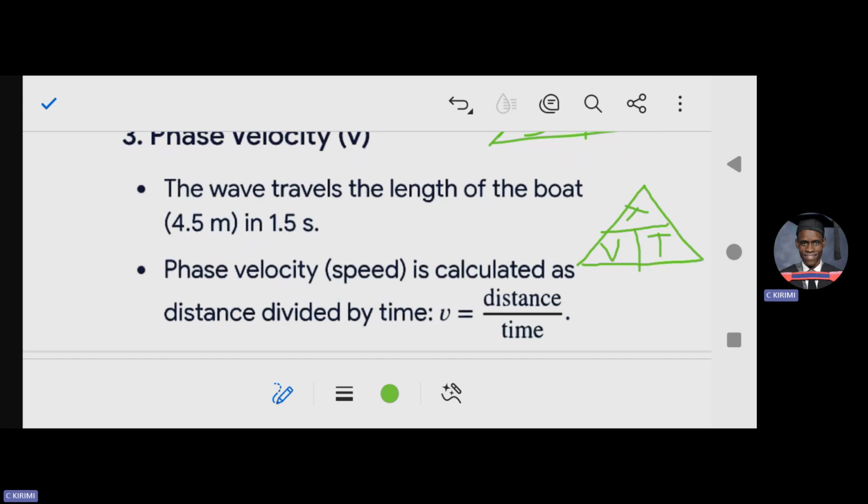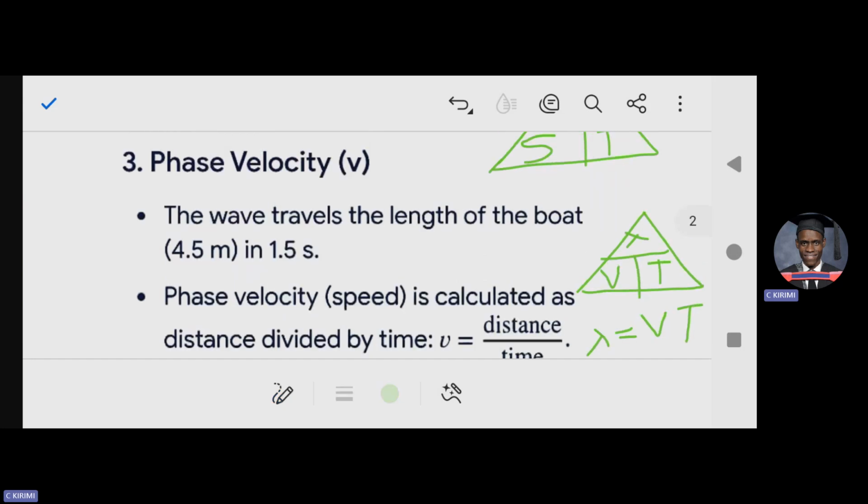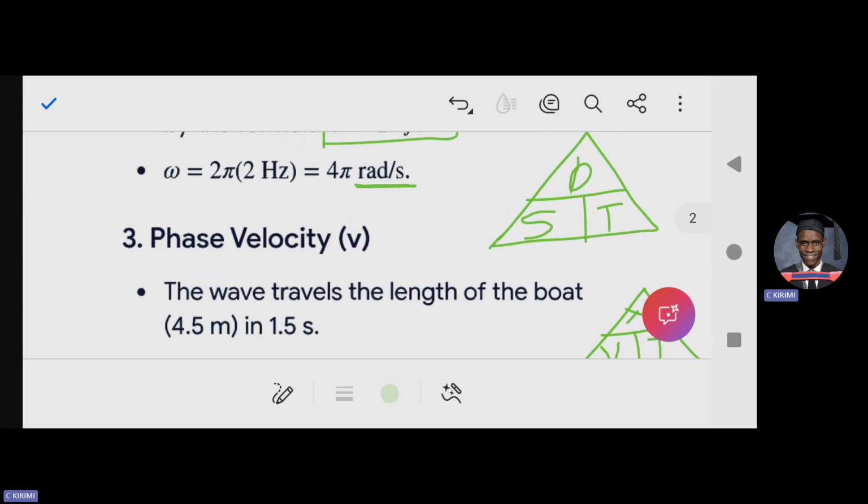Yesterday, lambda, which is our d, was the same as the phase velocity multiplied by the period t. And then if you want the phase velocity, it will be the wavelength over the time. But in this case, we want the speed, v, the distance it takes for the crest to complete the distance of the board, which means the crest travels the length of the board, which is 4,5.